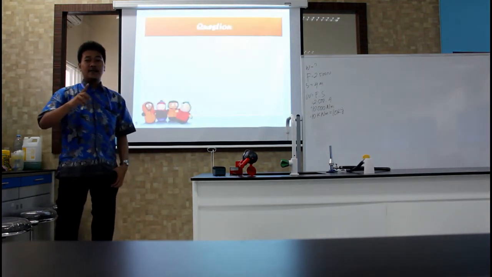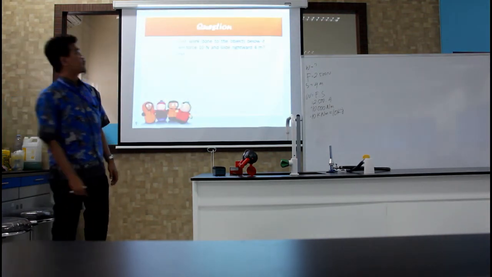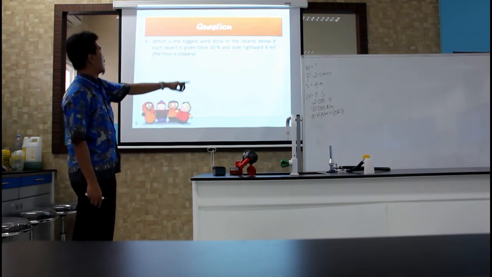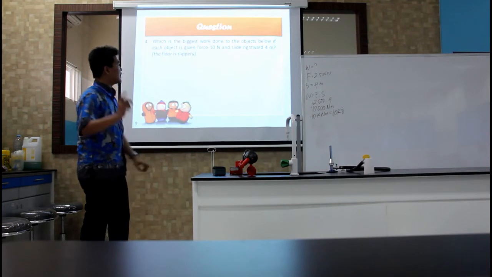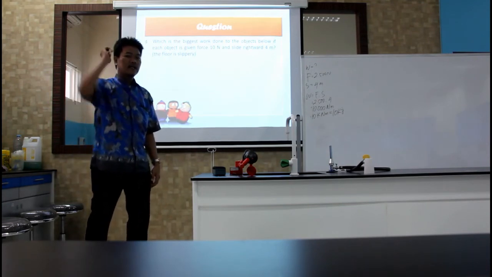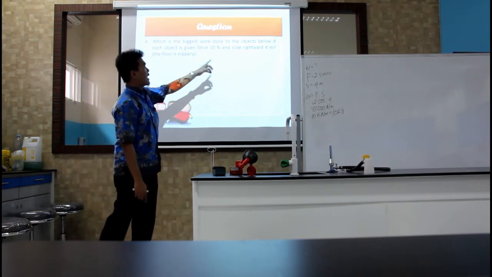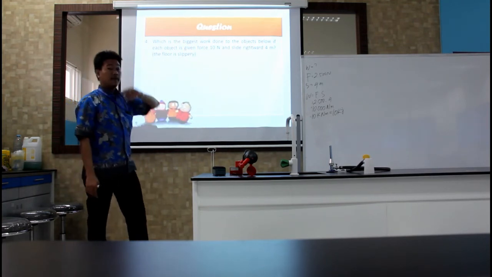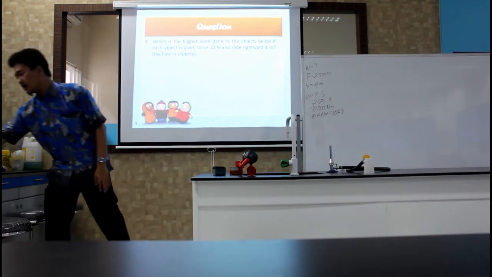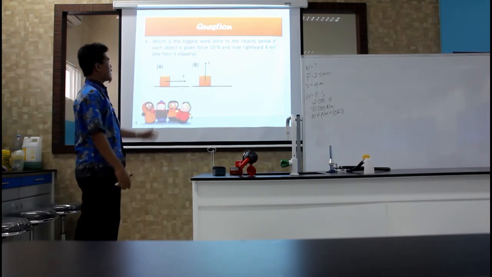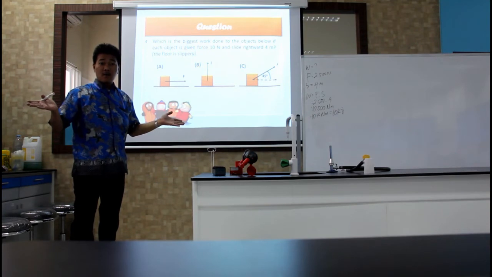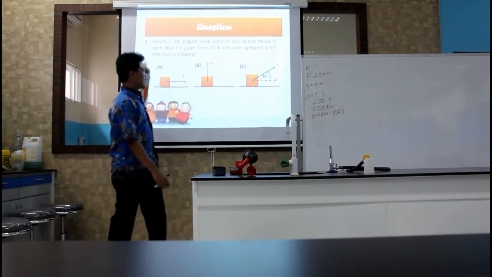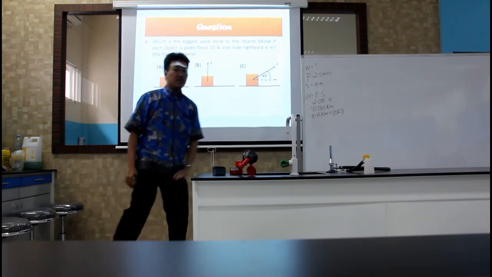And look at here. What is the question? This is the question. Which is the biggest work done by the objects below if each object is given a force of 10 newtons and slides rightward 4 meters? The floor is slippery. What's the object? Wait, this is the object: A, B, and C. What's the biggest work done by the force? The force is the same. This is 10 newtons, 10 newtons, and then 10 newtons.